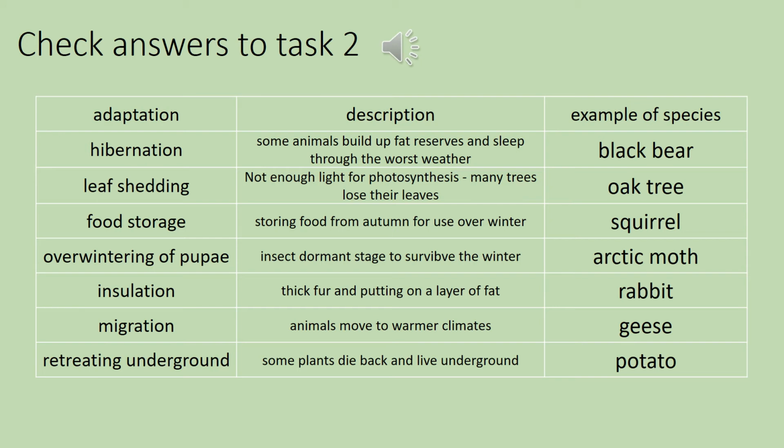Migration is where animals will move to warmer climates. So geese do this, they fly to somewhere warm. Retreating underground, so some plants will actually die back and live underground, like the potato. So have a look at your answers and just make sure you've got them correct. Well done if you got them all. That was quite a hard task.